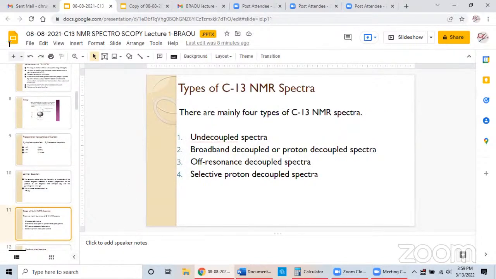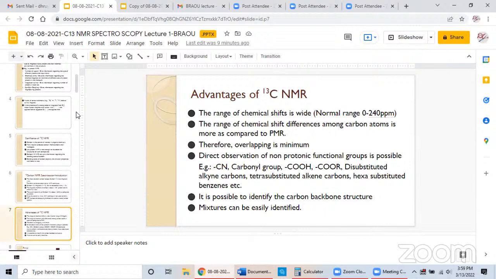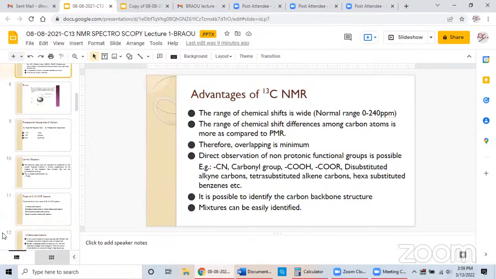Now that is about the principle of C13 NMR. Briefly, I revised the significance of CMR. Actually, the slide on the difficulties of C13 is missing here. The advantages I have shown you. Advantages of C13 NMR, yes, this we missed. Advantages of C13 significance we have seen, but advantages we have not discussed. What are the advantages of C13 NMR?